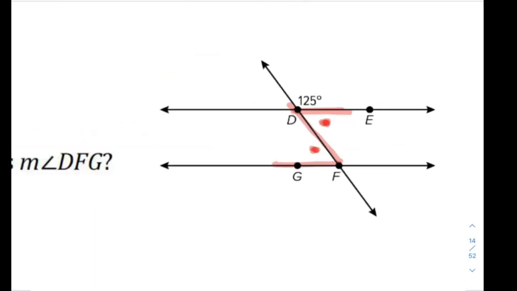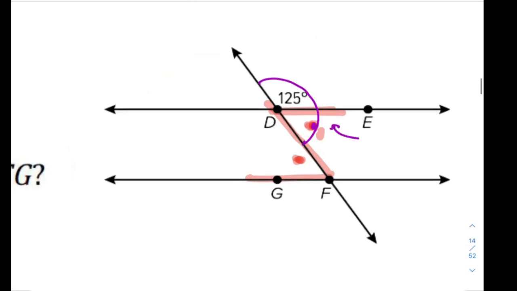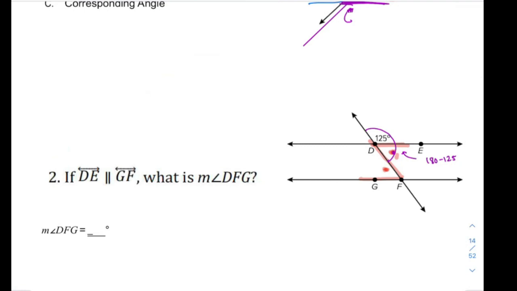So if you are able to find this angle, which we are able to, actually, this is the angle that we are looking for. This angle forms a linear pair with 125. So this angle is 180 minus 125, which is 55. That means our angle will be 55 degrees because it will be equivalent to that one.